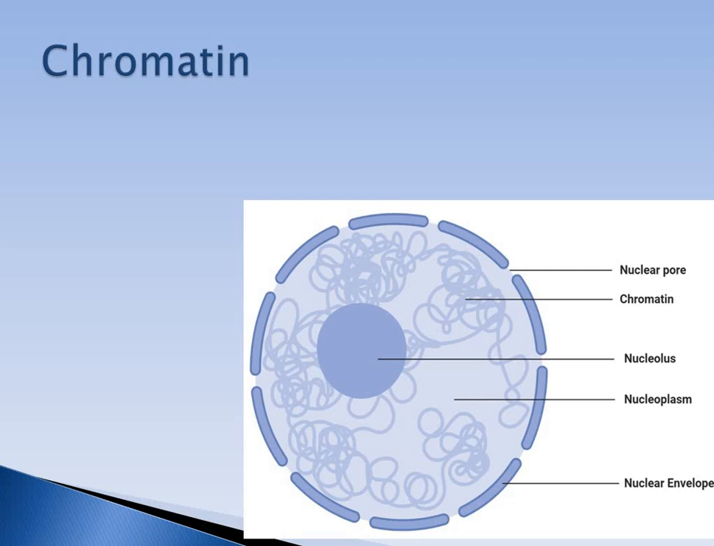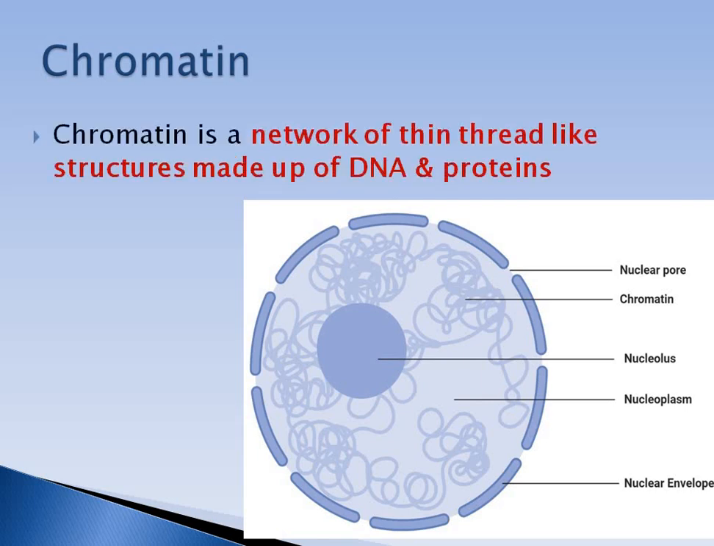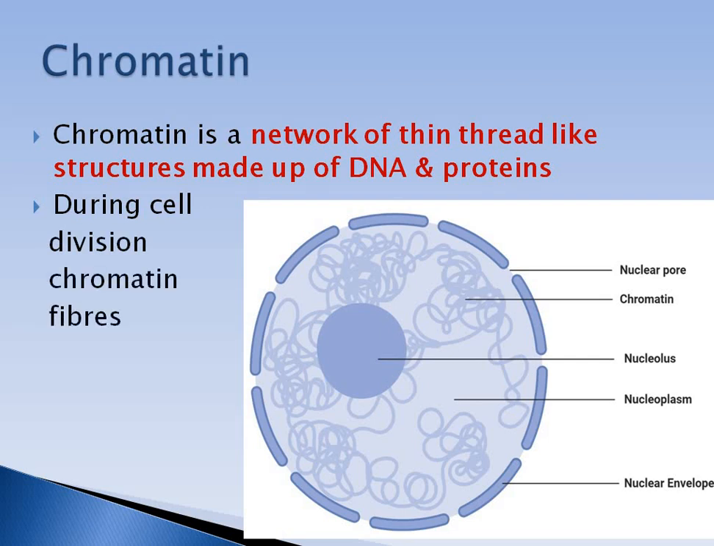Now another major component of the nucleus is chromatin. Chromatin are thread-like structures which are present in the form of a network in the nucleoplasm, and chromatin is made up of DNA and proteins, histone proteins as well as non-histone proteins. During cell division, this chromatin network condenses to make up chromosomes, and chromosomes are made up of DNA and proteins. Chromosomes have genes on them, so these chromosomes then transport these genes from one cell to the other cell.